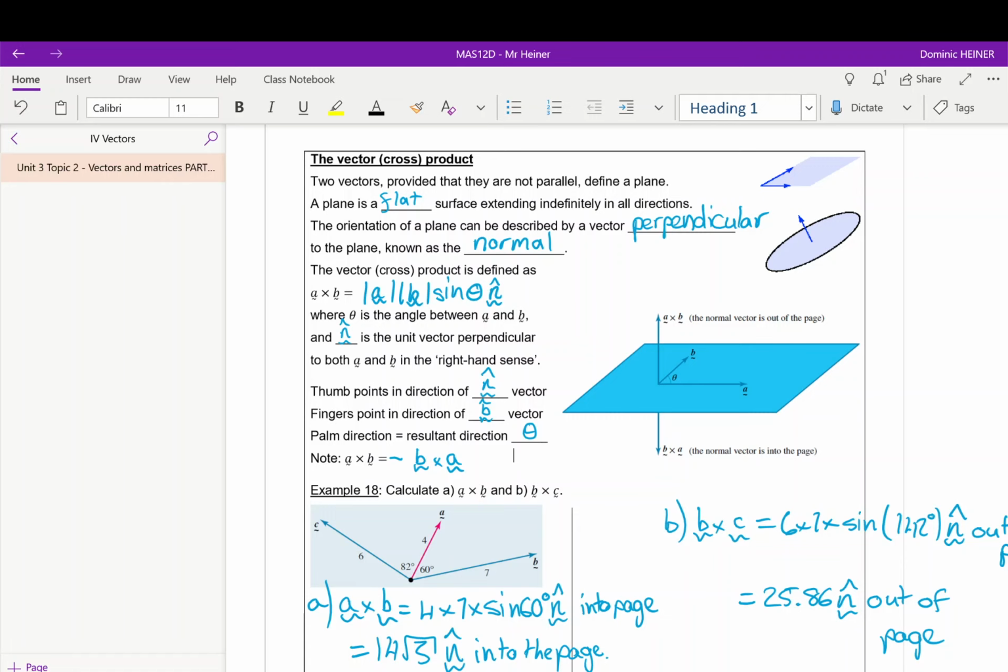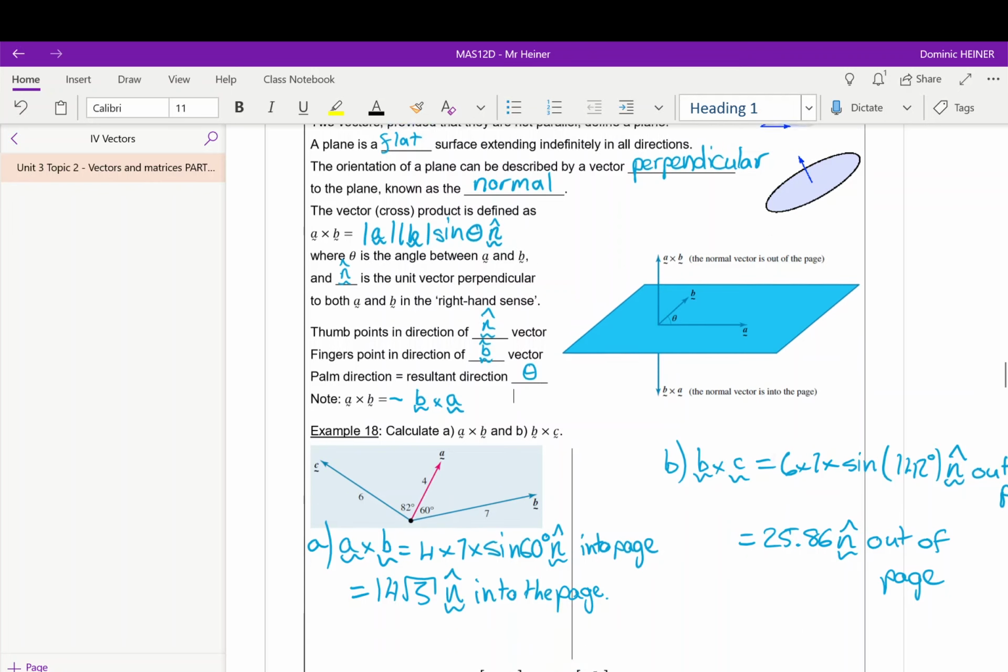n can either be coming out of the page or going into the page, and we use the right-hand rule to determine that. So thumb points in the direction of the normal vector n, fingers point in the direction of the b vector, and the palm direction is of the resultant direction of theta. Note, because of this, the order of the cross product is not commutative. A cross B is equal to the negative of B cross A.